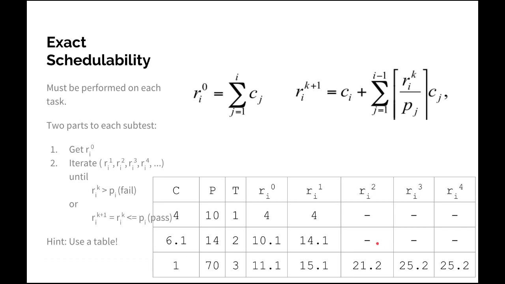Some patterns that you can notice. If a previous R value goes over a multiple of P, then there's going to be a different value. For example, 15.1 is going to give you a ceiling division of 2 on this, but 21.2 is going to give you a ceiling division of 3. So if you look at the chart, you can very easily see when you are going to exceed a period value and when you are going to have to add in another execution time.